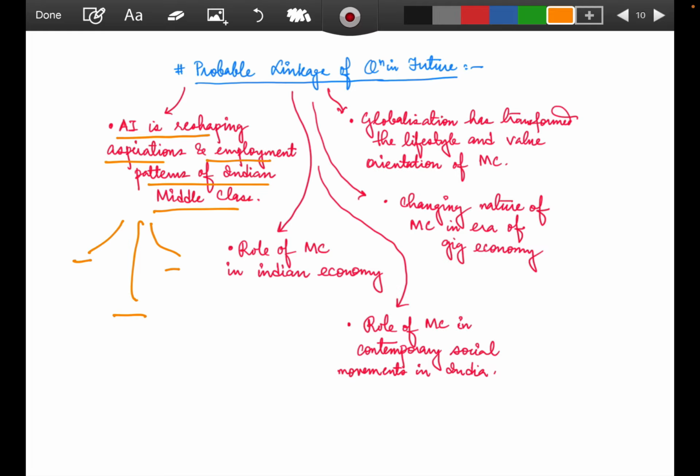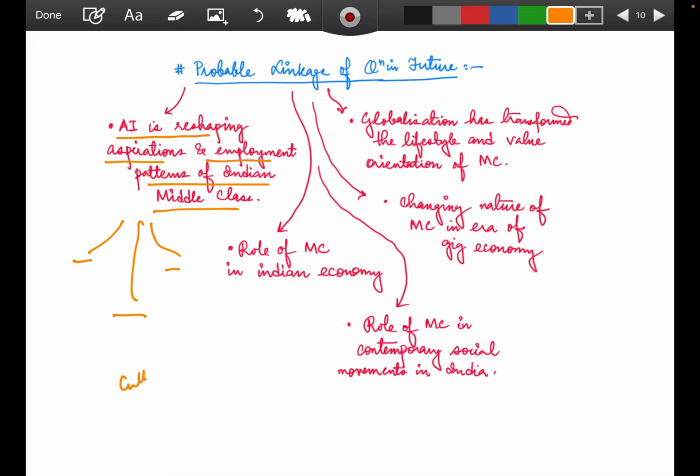You can talk about how new middle class occupations are emerging. New jobs have emerged. What are the new jobs? AI consultants, data analysts, AI policy experts. Daniel Bell talks about the post-industrial society, where knowledge becomes a principal economic resource. So this is again the thing. Education has become a form of cultural capital.